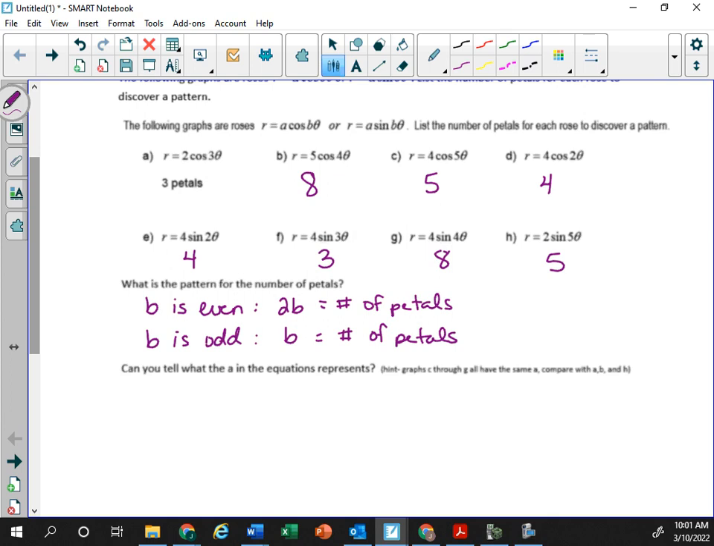Did you guys all notice that? Okay, what about A? So that is the B value, and that's odd, right? All right, guys, then what does A represent? Okay, yeah, so like the length of the petal. Yep, exactly. So A is just the length of the petal.